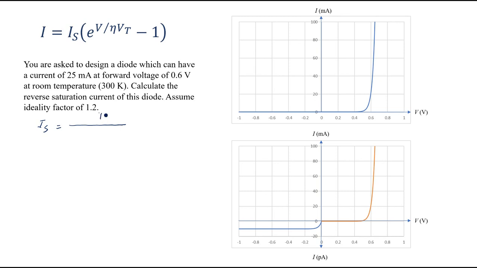For this example, we can find IS versus current and voltage, if we put the numerical values. Remember that in this example, for a change, the ideality factor has been given as 1.2. So we will find the saturation current of 15 picoamps.